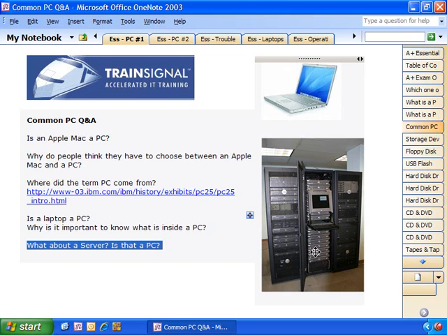Now, they're very similar to personal computers. They have processors, RAM, hard drive, power supplies, BIOS, all those things, but they just have a much more robust architecture. They're more powerful, and they have a lot of components that common PCs don't have.